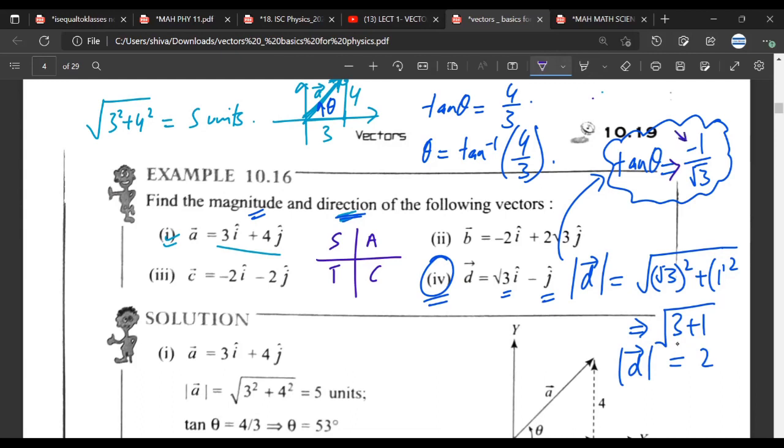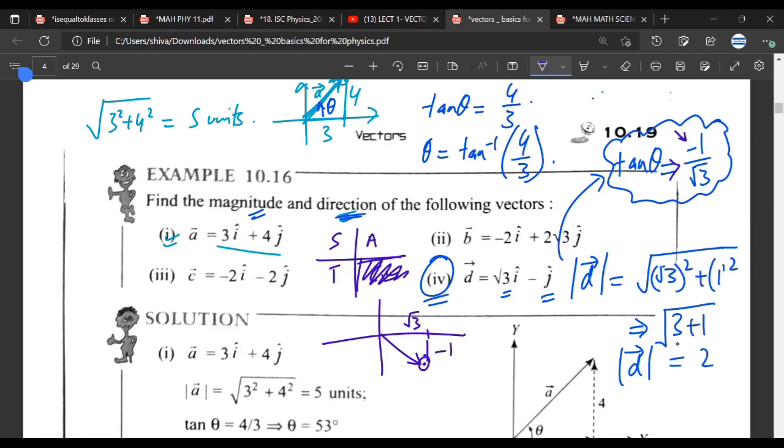Minus 1 by root 3. So where is my tan negative? But actually, the better way of doing this question would be just to see where the vector lies. So this is positive and this is negative. So this is where my vector would be. Are we clear? This would be root 3 and this would be minus 1. Have you understood what I said? So this is where our tan is. Our tan is in the fourth quadrant. Are we okay?